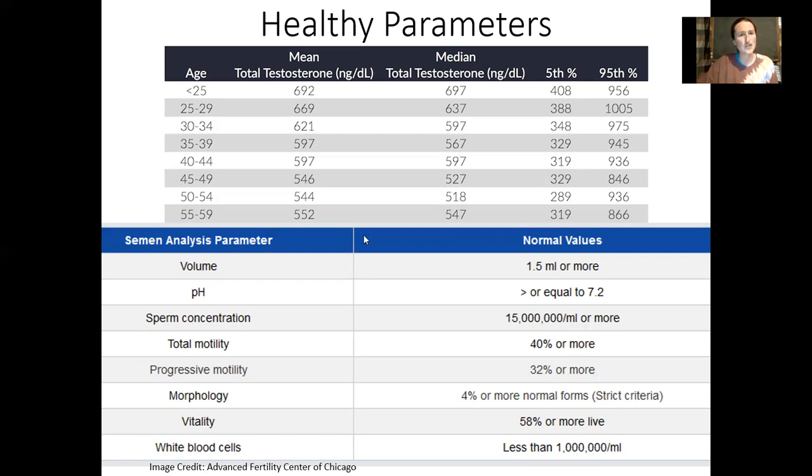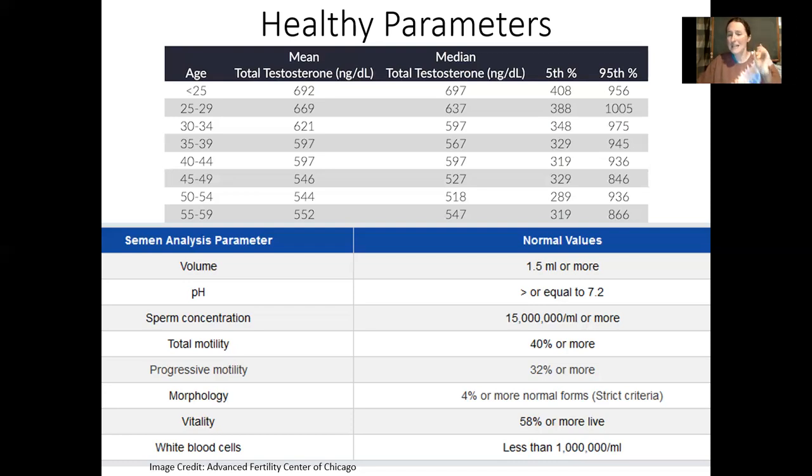Honestly, I don't know why it rises again after 55. I will have to look into that carefully, of course, right? And careful what you Google, especially in this section. Oh my gosh.